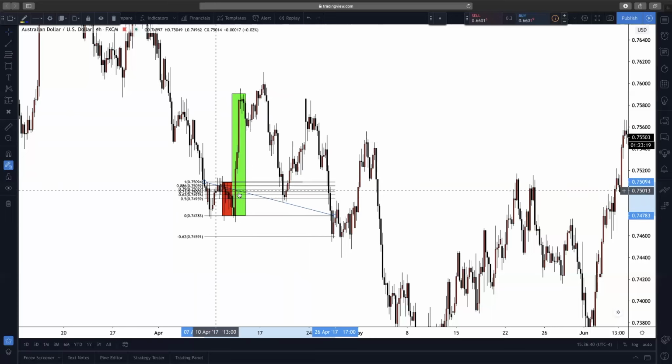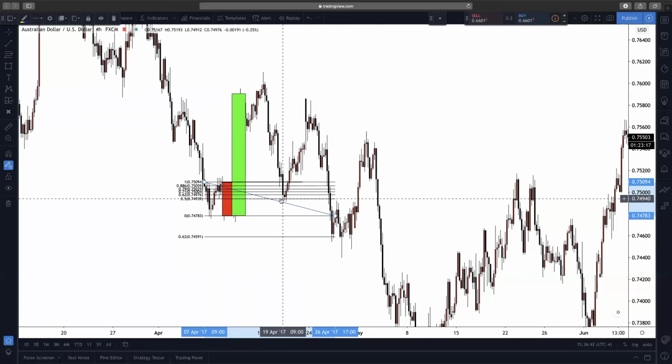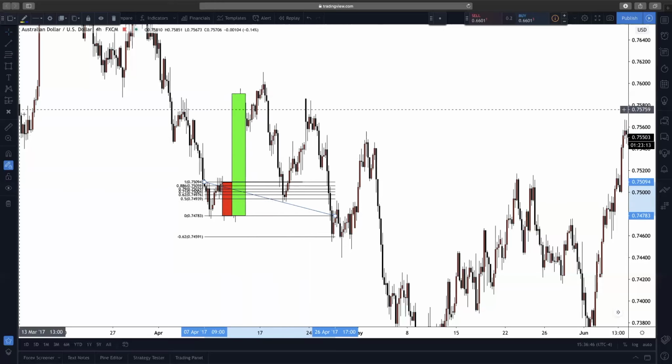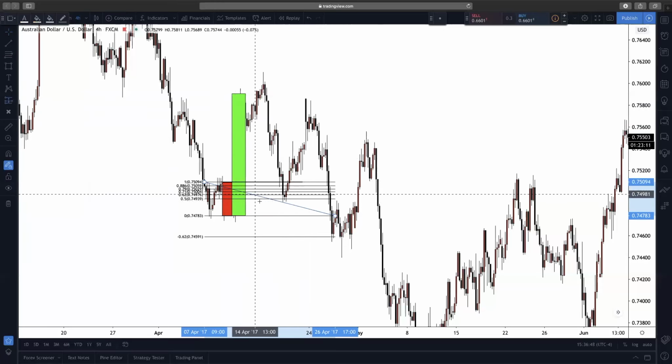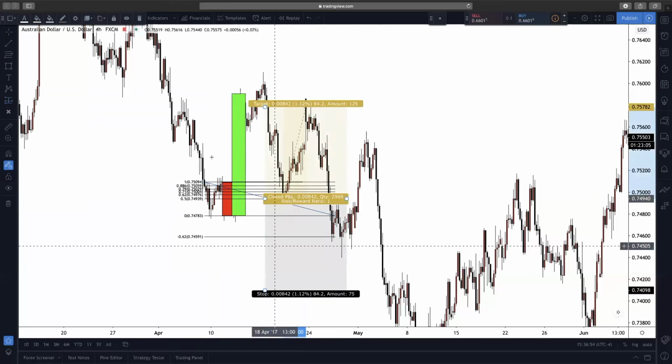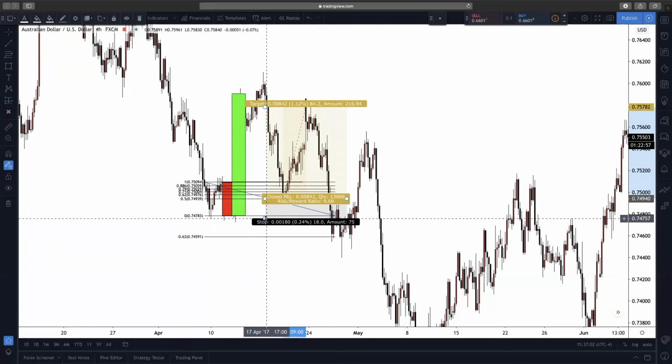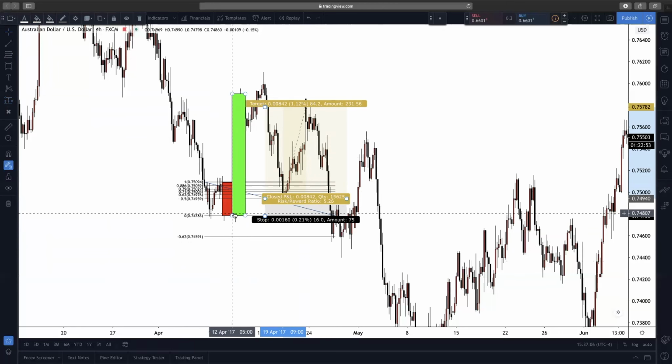I may have done the fib upside down, but 50% is the same regardless. But yeah, as you can see, price came to that 50%. If you were to put your entry there at the 50% of the overall push down of that base, you can put your stop loss right there, right beneath that sell, right?